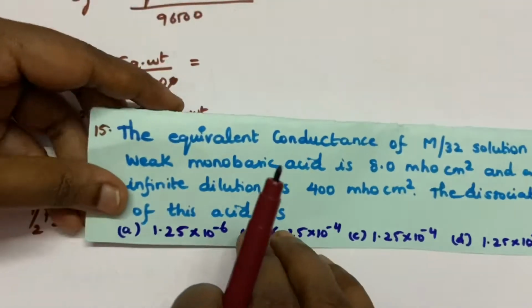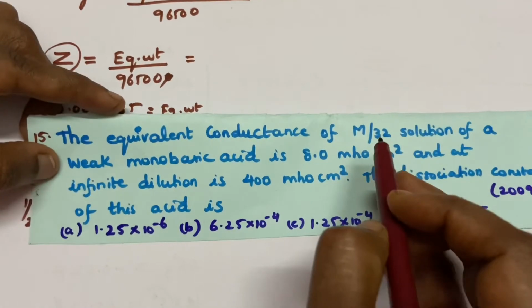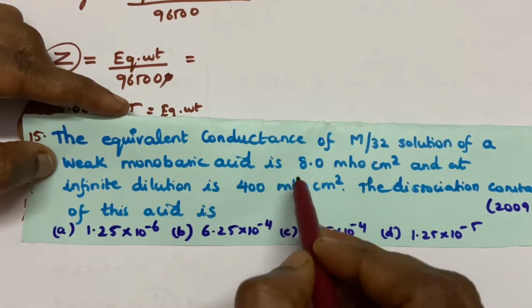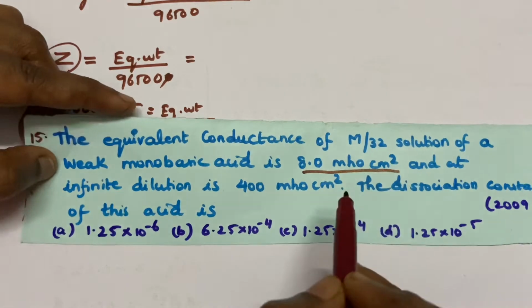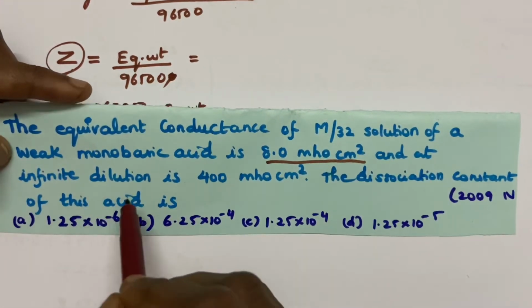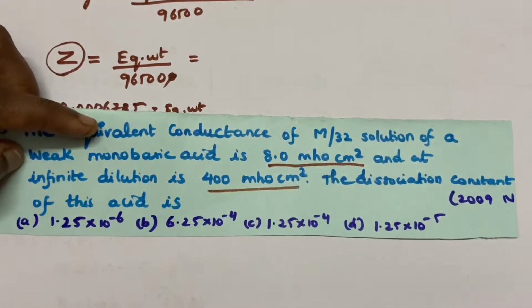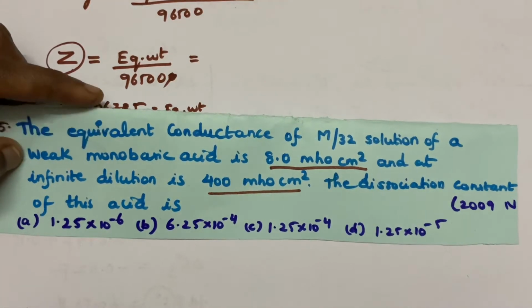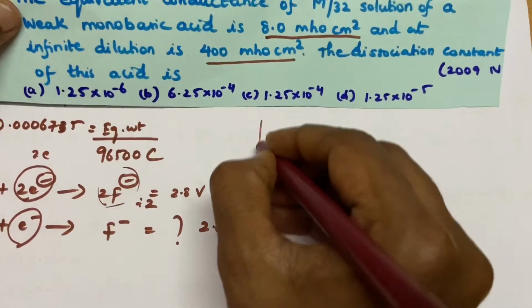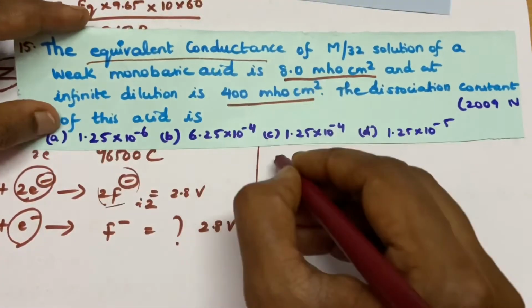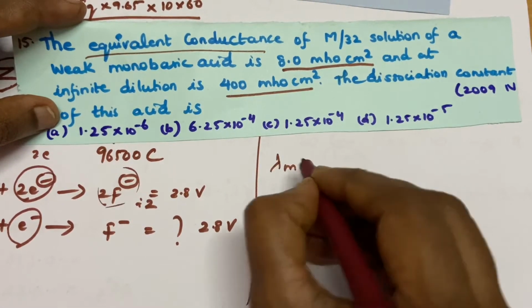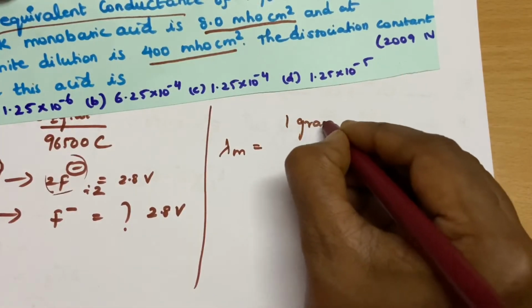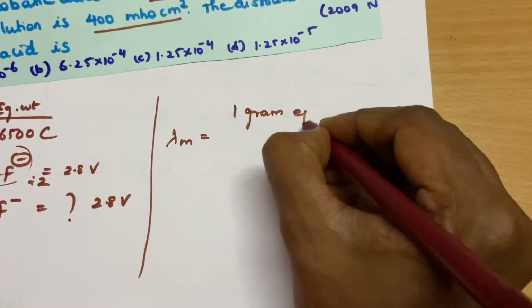Okay, so next, the equivalent conductance of 1 by 32 molar solution of a weak monobasic acid is 8 mho centimeter squared, and at infinite dilution it is 400 mho centimeter squared. What is the dissociation constant of this acid? So what is equivalent conductance, students? Equivalent conductance is the conductance of all the ions created by 1 gram equivalent of the electrolyte.